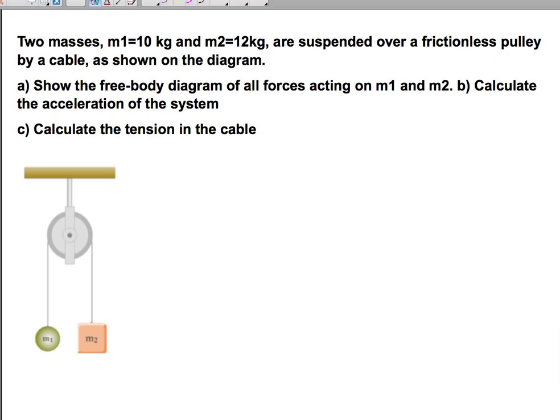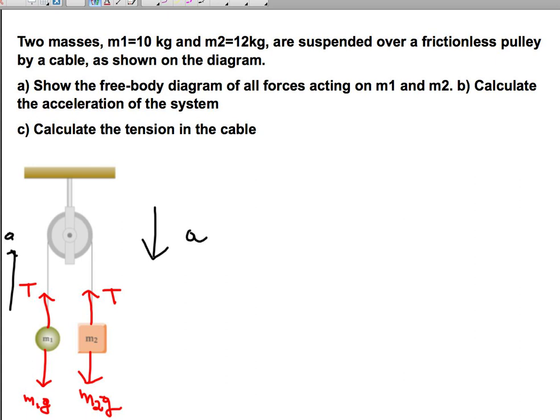Let's look at this pulley problem. Two masses are connected by a pulley. One mass, M1, is 10 kilograms. The other one, M2, is 12 kilograms. And let's first of all show a free body diagram showing all the forces acting on each of these bodies. So very simple. On M2, we have this force pulling it down, and that's its own weight, equal to M2g. And of course, opposing that is the string pulling up, T. On the other side, we have M1g pulling it down, and the string pulling it up.